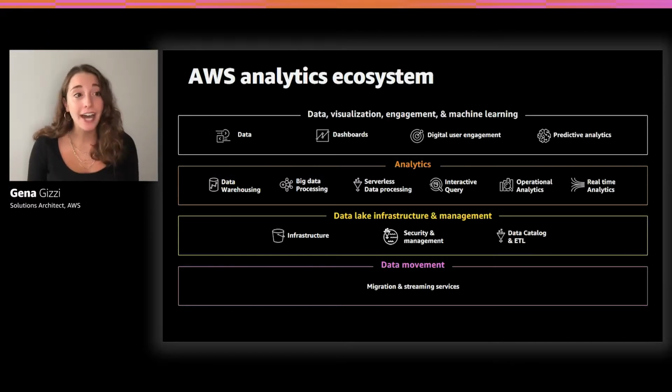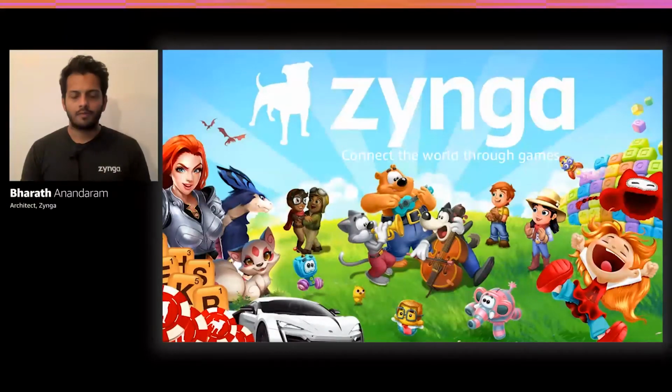And with that, I'll pass it off to Bharath to tell us a little bit about how Zynga modernized their analytics with Amazon Redshift. Thanks, Gina. Hello and welcome to the talk. I'm Bharath, architect on the data engineering team here at Zynga. Before we jump into the actual content, here's a little bit about who we are.